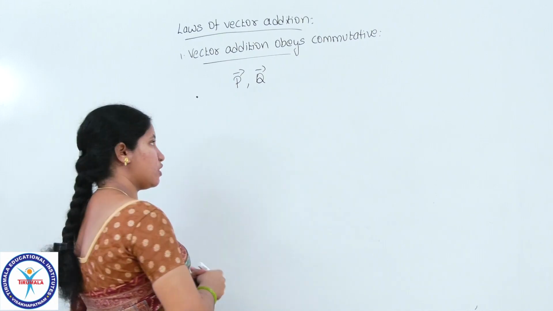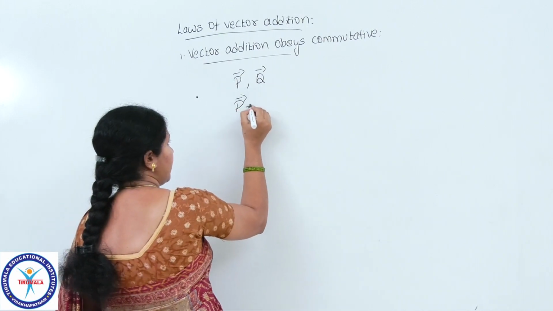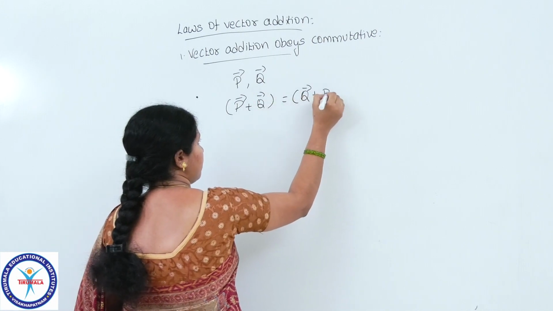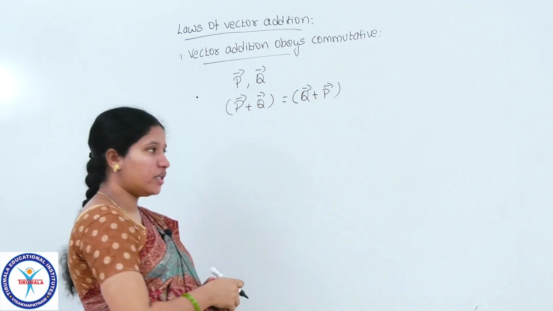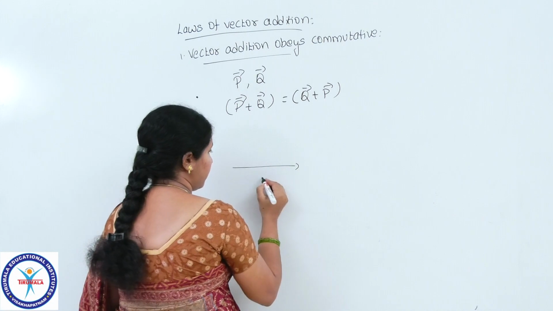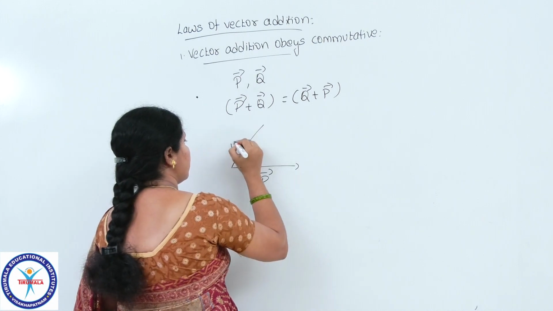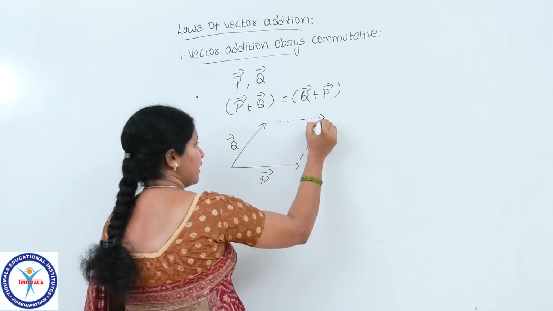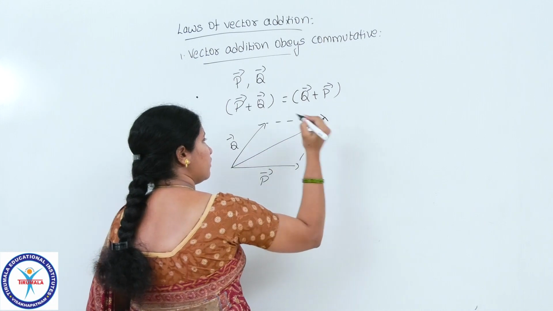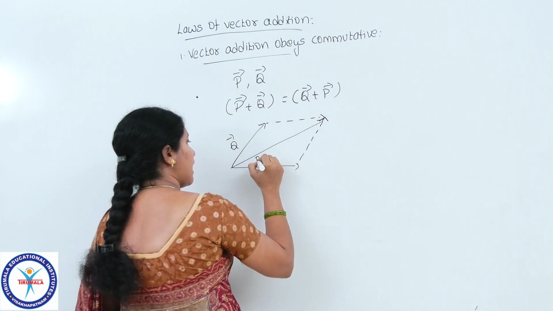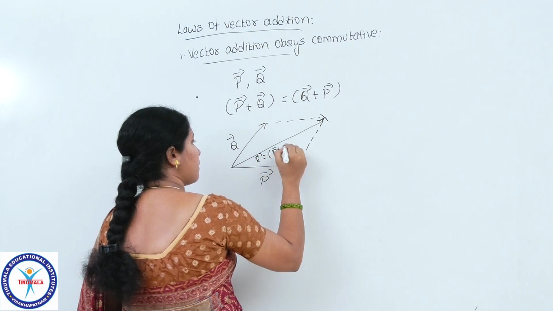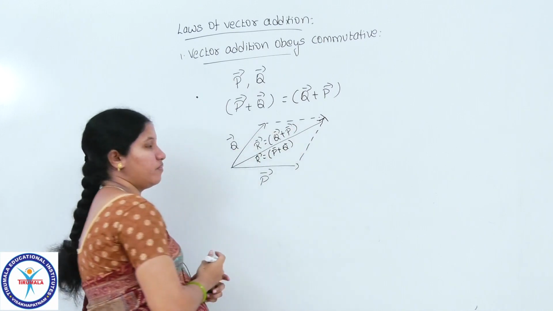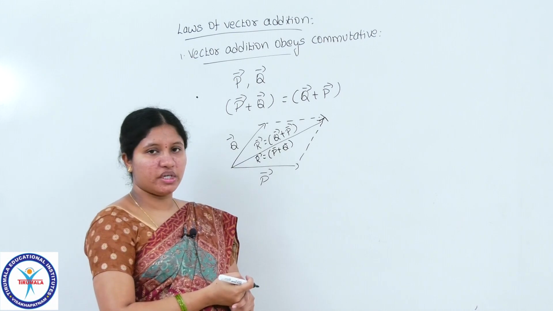So, as vector addition obeys commutative, we can write p bar plus q bar is equal to q bar plus p bar. So, if you draw the diagram for this, I am considering a vector p bar and another vector q bar. So, by using parallelogram law, we can obtain the resultant as the diagonal of the parallelogram, which is given by r bar equal to p bar plus q bar or r bar equal to q bar plus p bar. So, vector addition obeys commutative law.